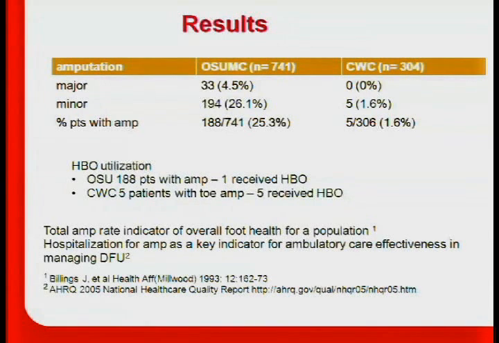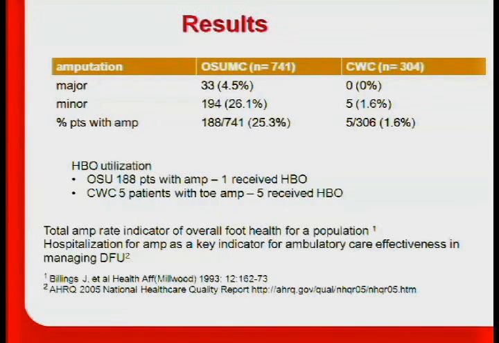some government agencies use the total amputation rate as an overall indicator of foot health for a population in general. And then they also use hospitalizations for amputations as a key indicator for ambulatory care effectiveness in managing diabetic foot ulcers. So CMS will tell you that amputations are a preventable outcome of diabetic foot ulcers. So the amputation rate is an indicator of the effectiveness of ambulatory management of this problem. So, like I said, what's not done here is this is not stratified by severity yet, and I need to do that, but the initial results are pretty interesting.